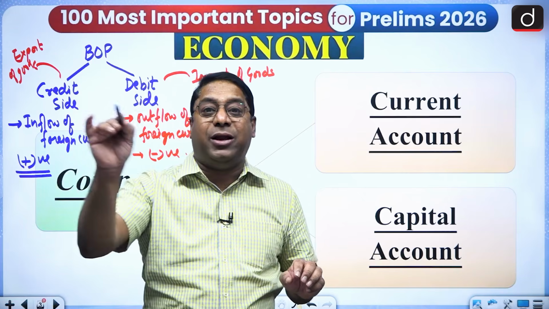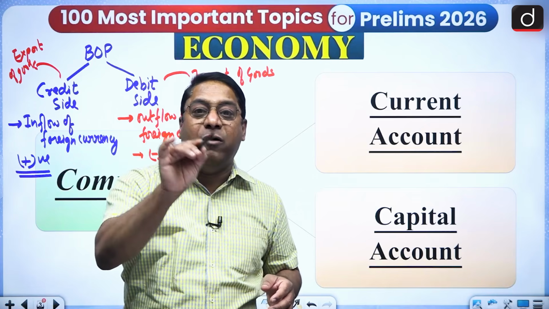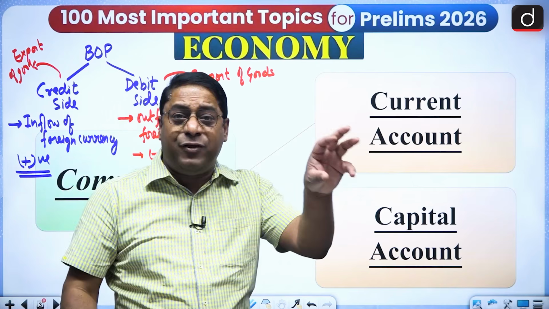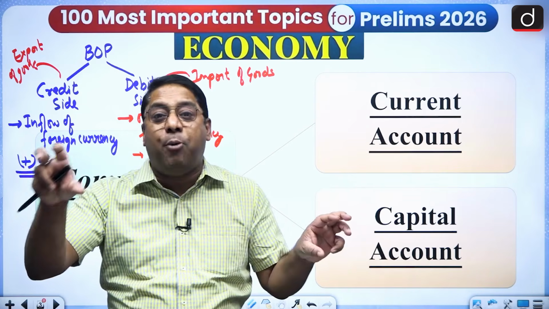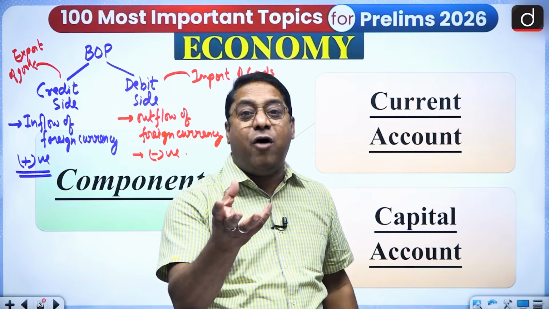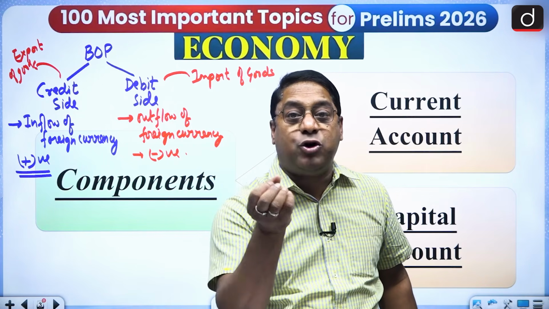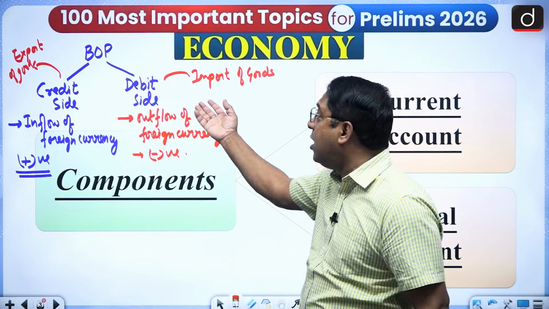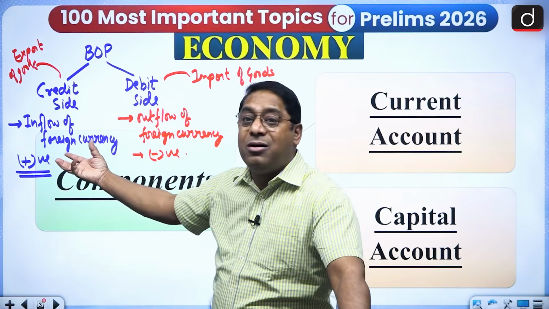But when these three things are recorded in the current account, there is a bifurcation with regard to the credit and the debit side. If there is export of goods, that will be recorded on the credit side. If there is import of goods, that will be recorded on the debit side. If there is payment of unilateral transfers, meaning your country is giving gifts, donations and all, that will be recorded on the debit side. If there are receipts of unilateral transfers, that will be recorded on the credit side.